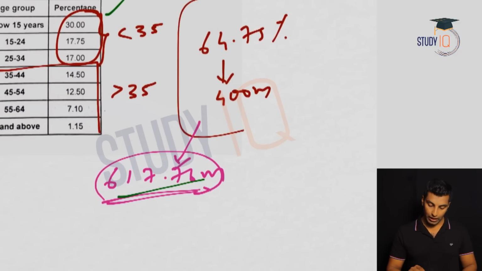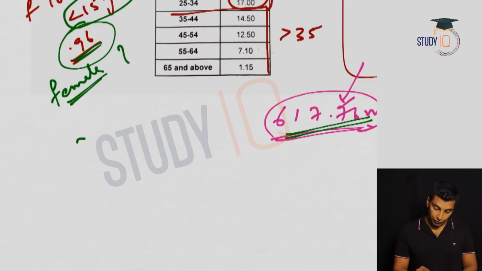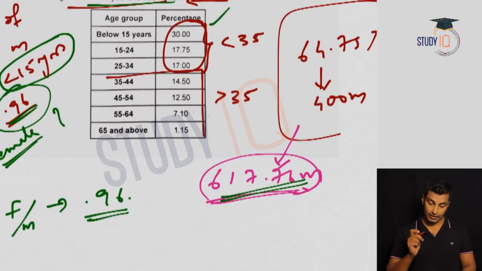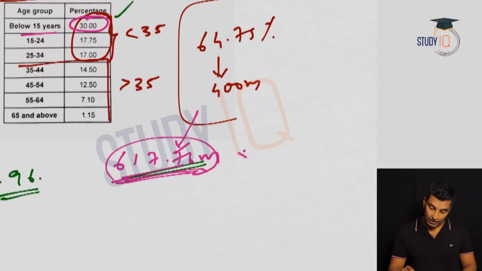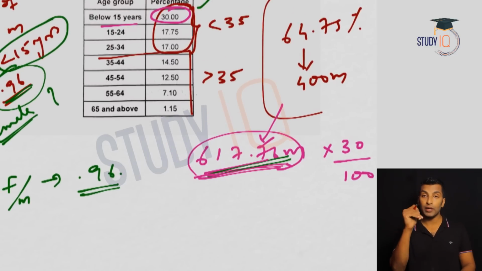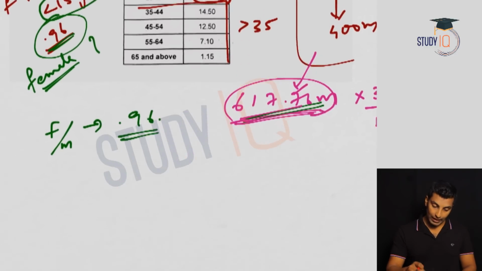See, from here we got the total population, right? Now this female to male ratio is given as 0.96. So below 15 years, how many total members are there? That's what we need to see. We know the total population is 617. Below 15 years actually contributes 30%. So what we need to do is see 30% of this, 30 divided by 100. So we will get the total number of members in that age group.